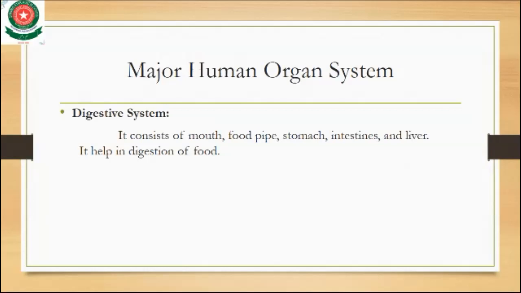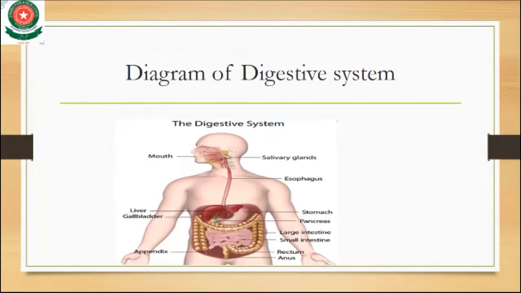And this is the diagram of the digestive system. First is the mouth, where you take in the food, and then it comes to the digestive system, which includes your liver, gallbladder, appendix, rectum, large and small intestines, pancreas and stomach. In this whole digestive system, their only work is to digest the food.